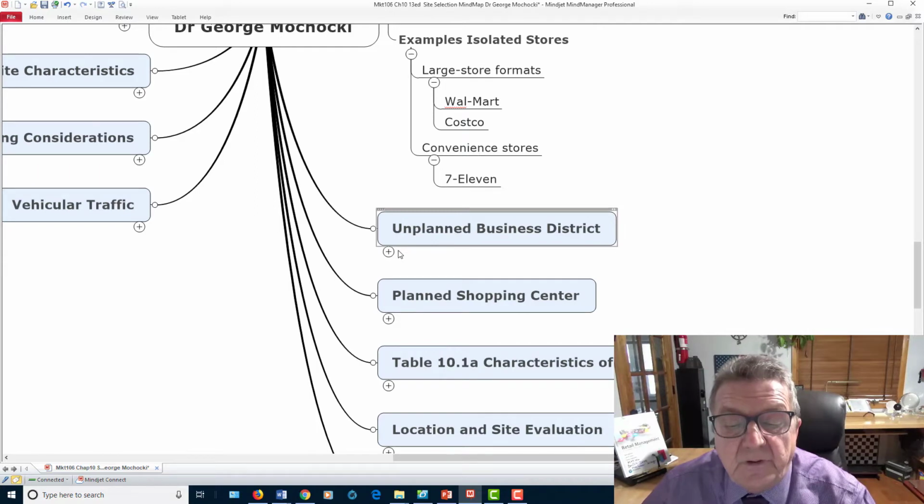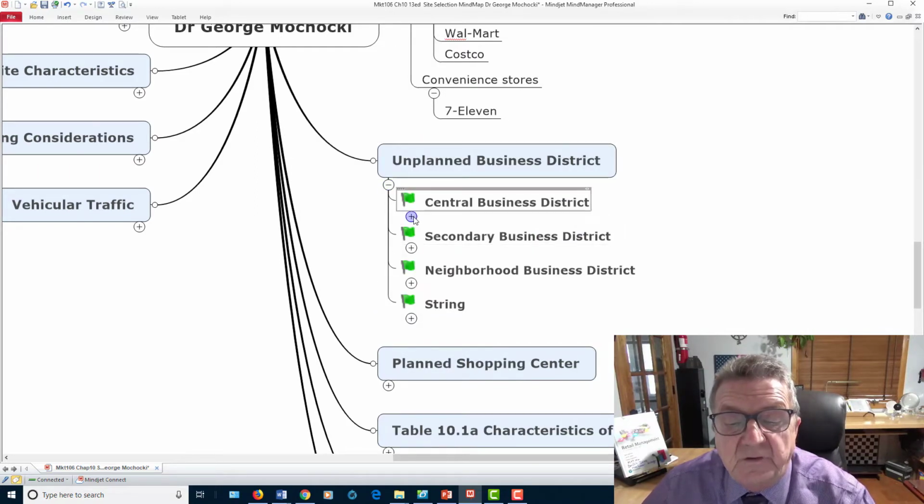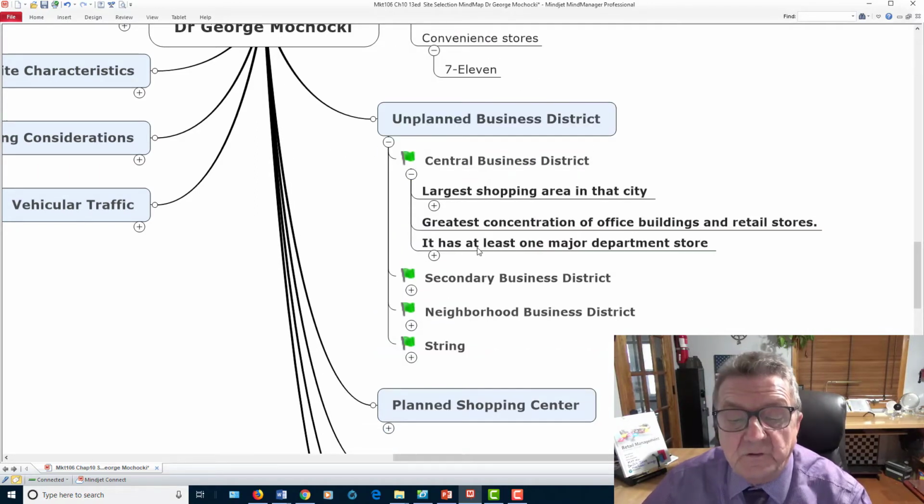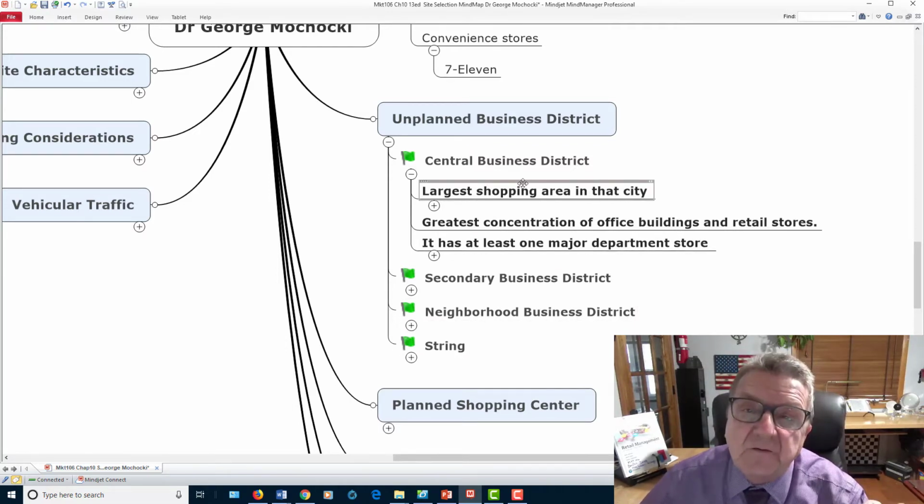Okay, now unplanned business districts. Central business district. It breaks down: central, secondary, neighborhood, and string. Central is the largest in the store. This is the core. A lot of small towns are trying to become a central business district. How do I bring people in? Usually in a small town, a hot dog in a restaurant. How do I bring them in?